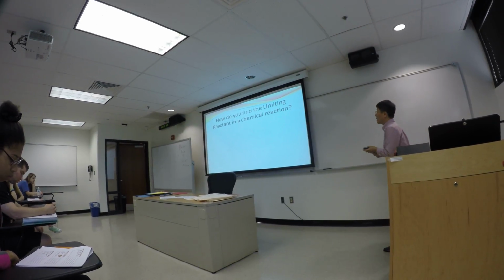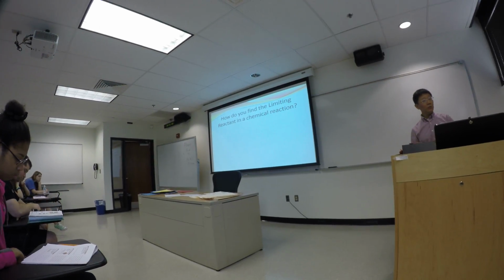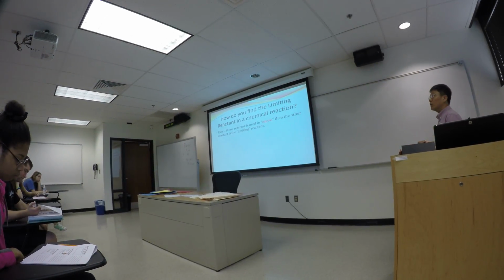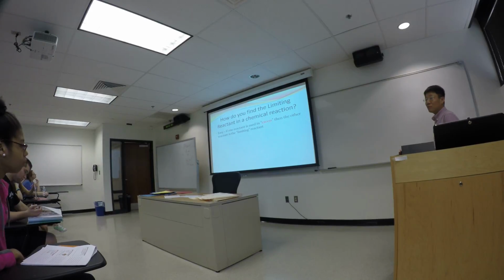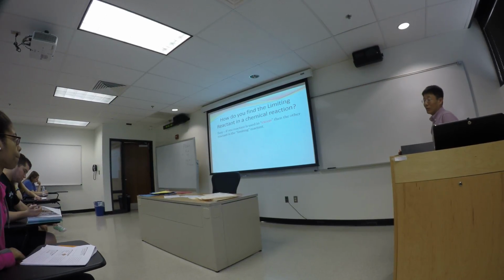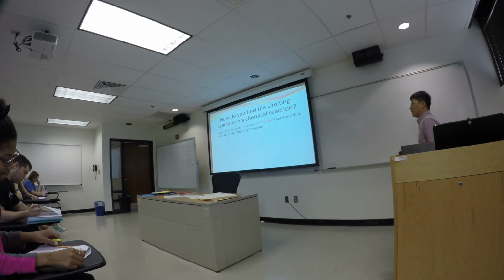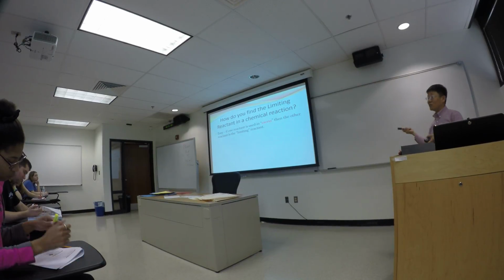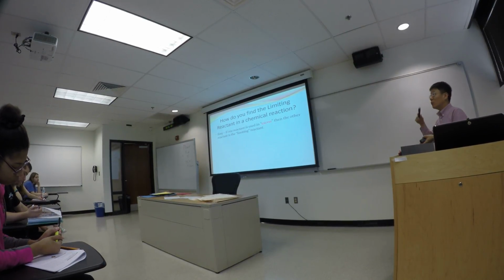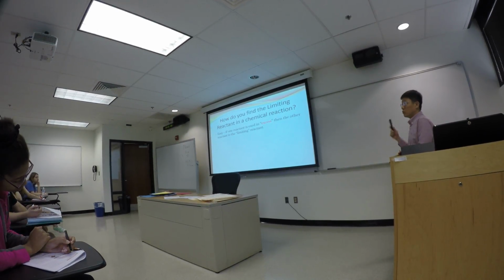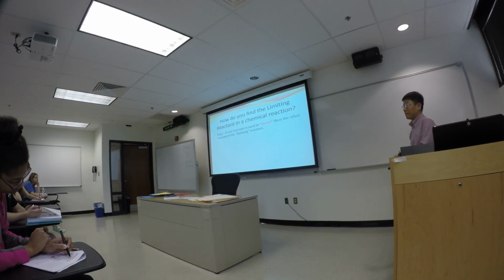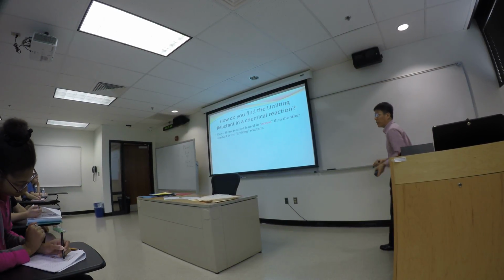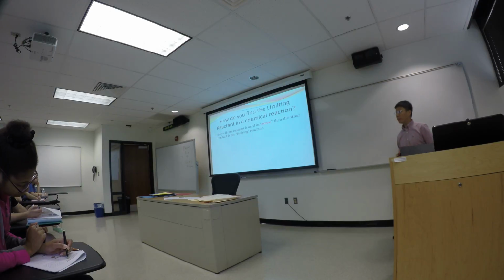So how do we find the limiting reactant? Well, in a chemical reaction, it's easy. If one reactant is in excess, then the other is the limiting reactant. Unfortunately, things are not always going to be this easy. You may not see the word excess. Every time you do a stoichiometry question and you don't see the word excess, that means you have to find out who's going to run out first.